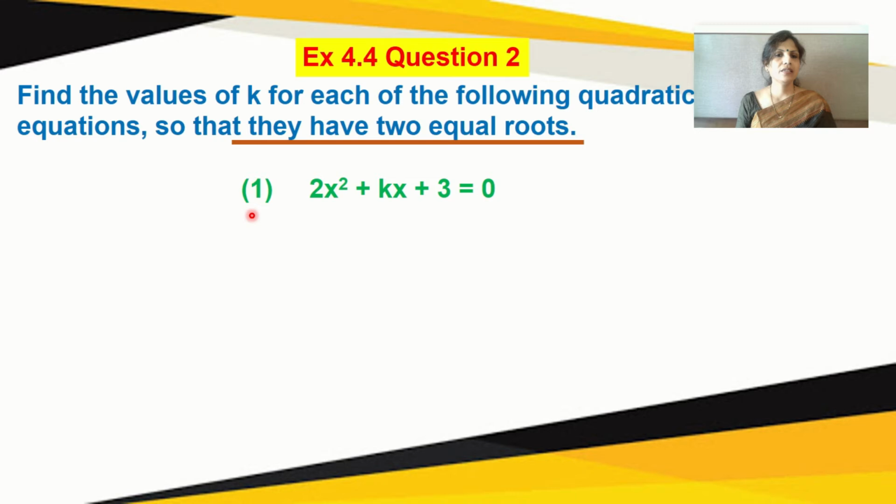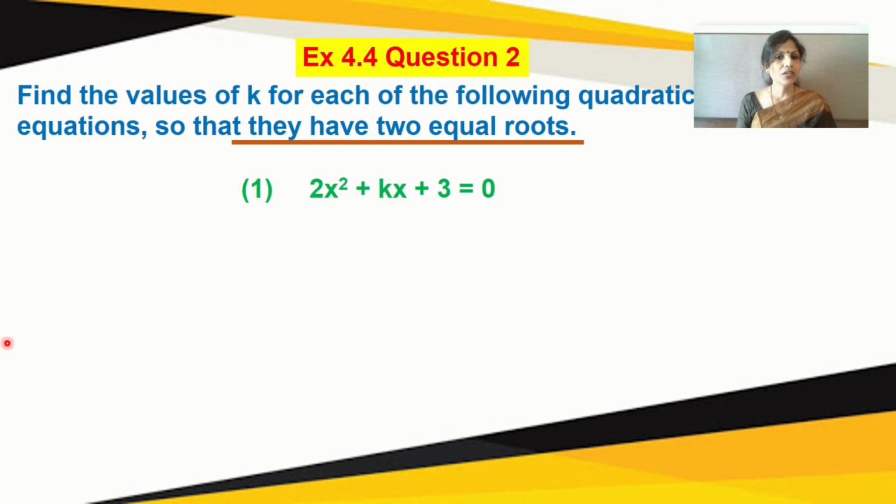Now this is exercise 4.4 and the second question from that. Question is, find the values of k for each of the following quadratic equations so that they have two equal roots. Now we have given the condition, and by using this condition we have to find the value of k which is given to us in the given example. Alright, now the question is 2x square plus kx plus 3 is equal to 0. This is the quadratic equation given to us, and we have to find the value of k.